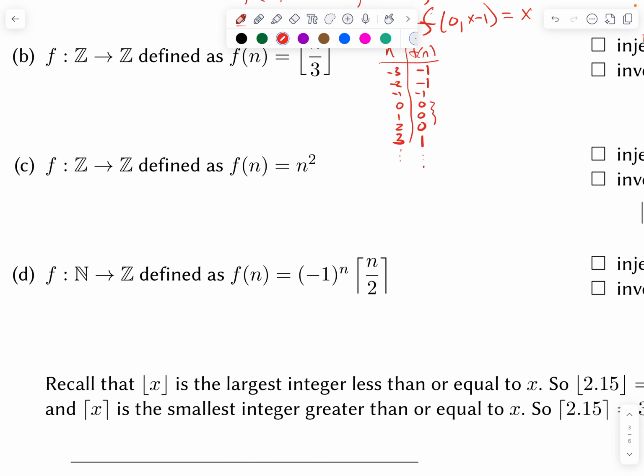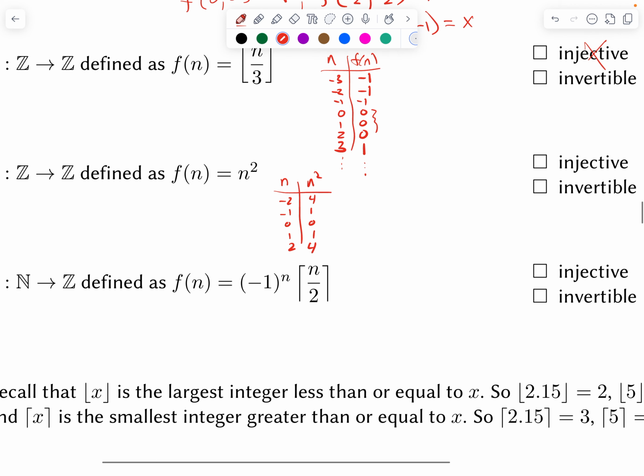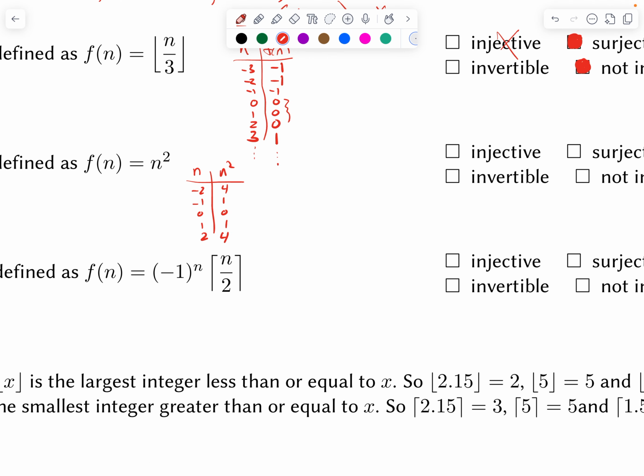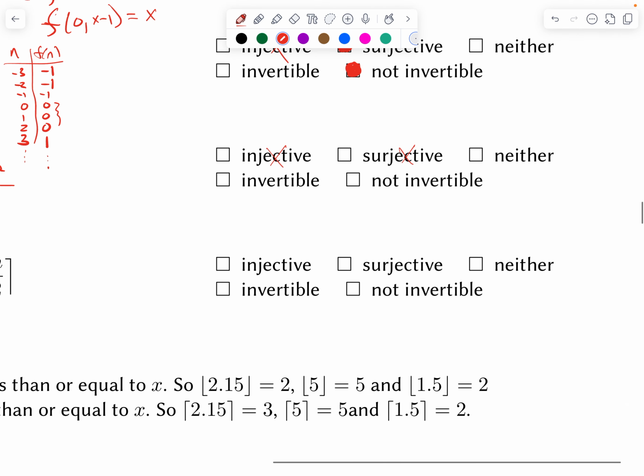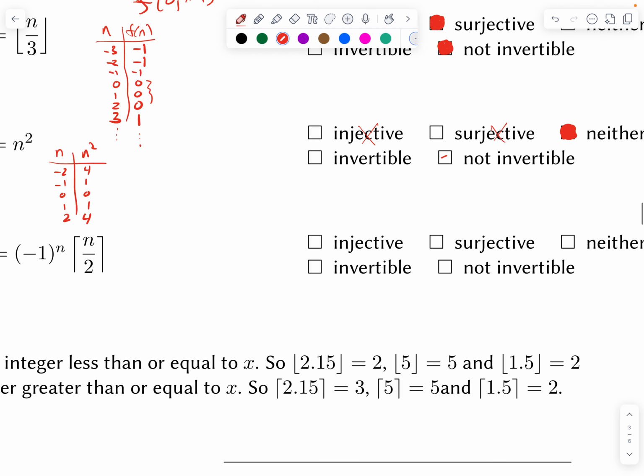Okay, this next one, here again I think it might be helpful to draw a table. So this becomes 4, 2, 0, 2, 1 and 4. And that goes on, of course. You can see clearly this is not injective. This is also not surjective, so this is neither injective nor surjective. And then this is not invertible.